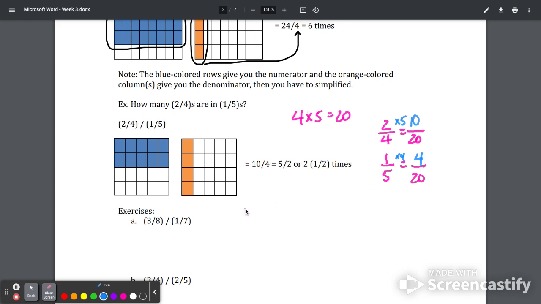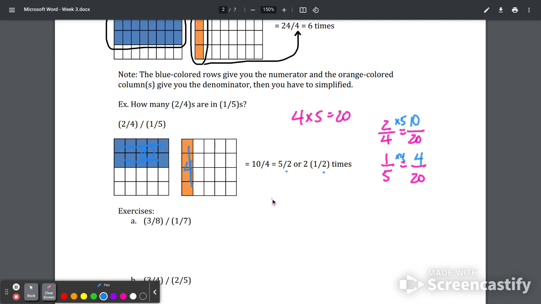And so when we take a look at the picture, what we see is that if I'm doing 2/4 out of my 20, that's half. There's 5, 10. And if I'm doing 1/5 out of 20, that's 4. So now I can take that 10 and divide it by my 4, I'm sorry, not times my 4, divided by my 4. And I find out that's 5/2 or 2.5.